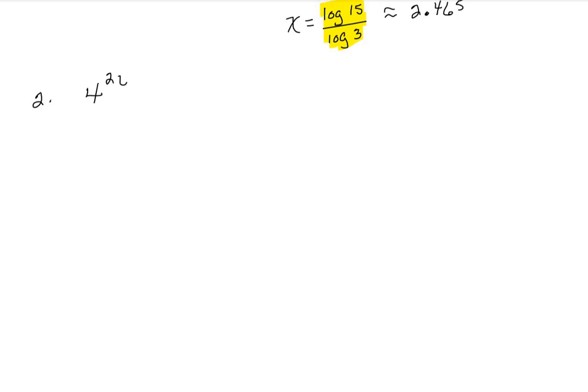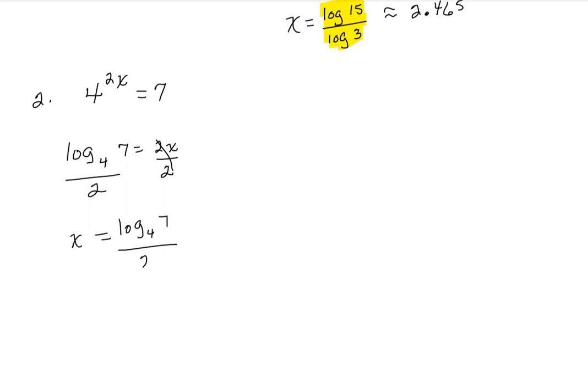4 to the 2x power equals 7. I have an exponential. I can write it as a logarithm. So I'm going to have the log base 4 of 7 equals 2x. Now, I need to get rid of that 2 in order to get the x by itself. So I'm going to divide both sides of my equation by 2. So x is going to equal the log base 4 of 7 divided by 2, and I can put that into the calculator, and I get approximately 0.702.